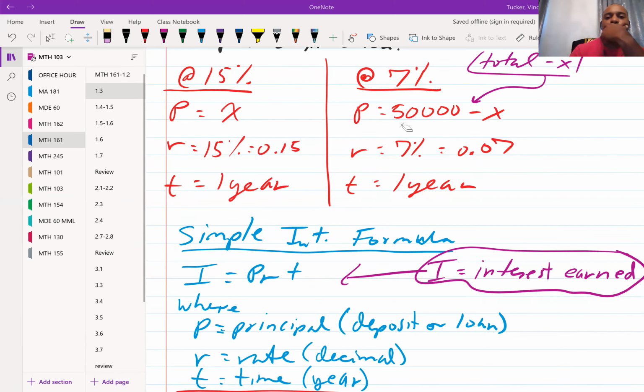Any other questions before we go to the next step in the process? Make sure we're okay. Still see writing, so I'll wait a second.